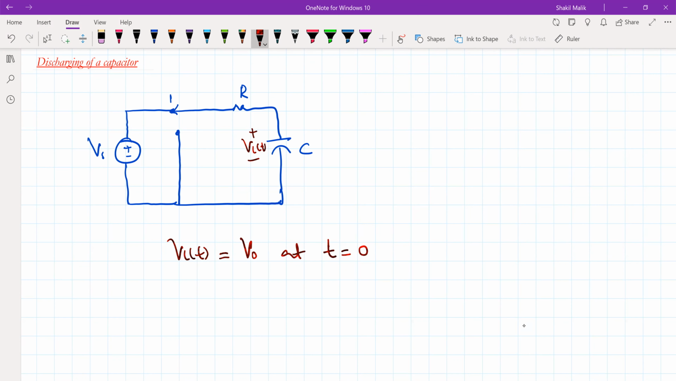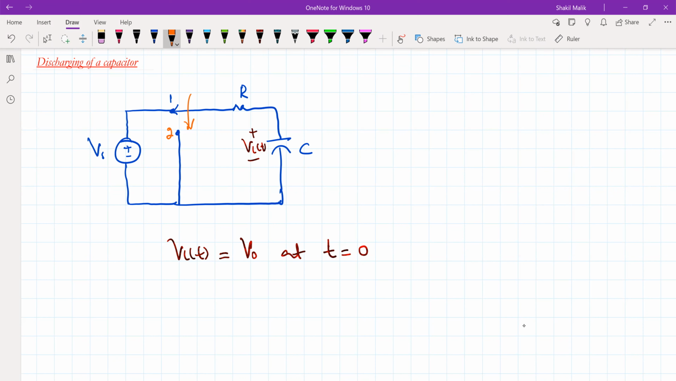What we do at t equal to 0 is connect this switch to position 2, and see the behavior of the capacitor voltage after we connect the switch to position 2. Now, how do we draw the equivalent circuit for t greater than or equal to 0? This is the circuit that's valid for t less than 0.